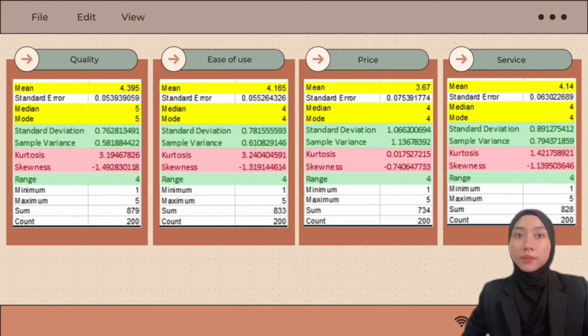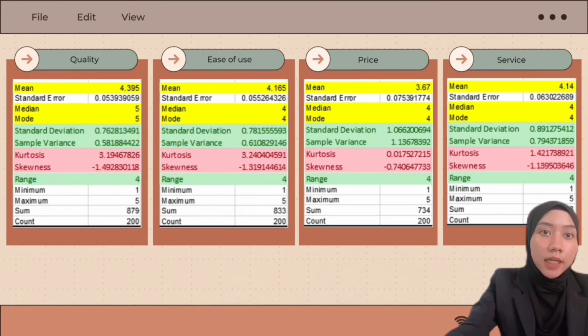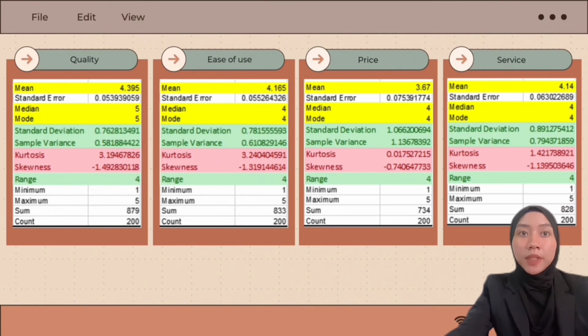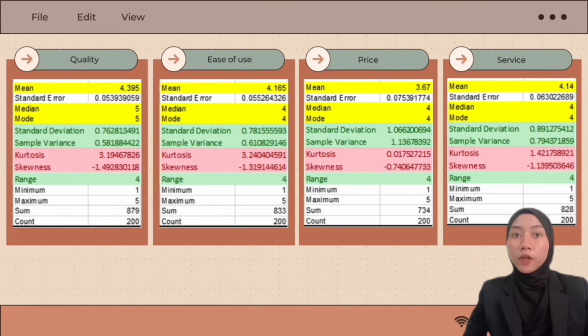For the mean, price is 3.67, service is 4.14, ease of use is 4.165, and quality is 4.395. For the median, quality 5, ease of use 4, price 4, service 4. For the mode, quality 4, ease of use 4, price 4, and service also 4.